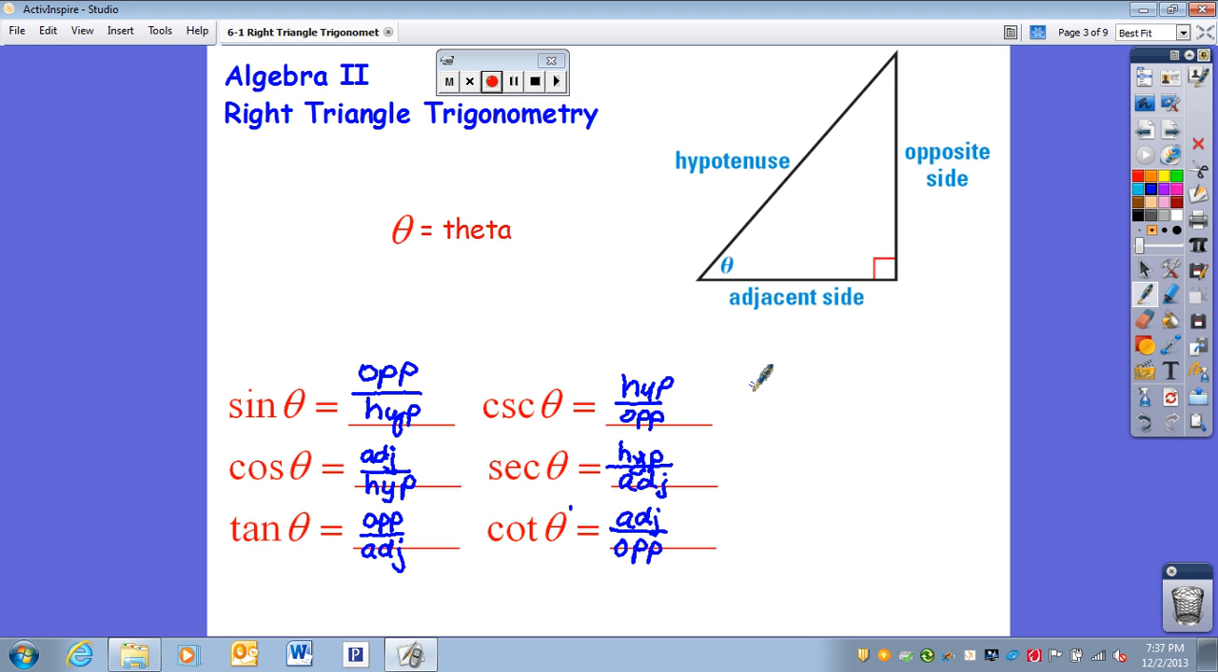So we can also define cosecant as being 1 over the sine of theta, that secant is 1 over the cosine of theta, and cotangent is actually 1 over the tangent of theta, which are the reciprocals of the original 3 trig functions. So we use these ratios to find the sine, cosine, tangent, or cosecant, secant, or cotangent of theta.